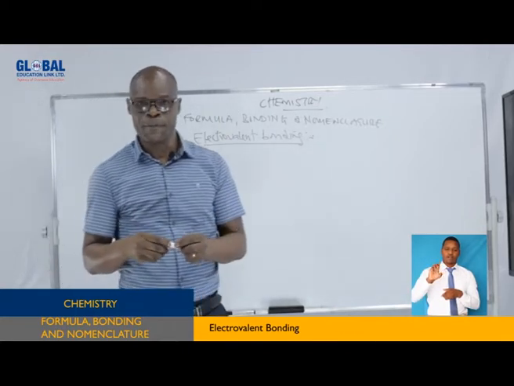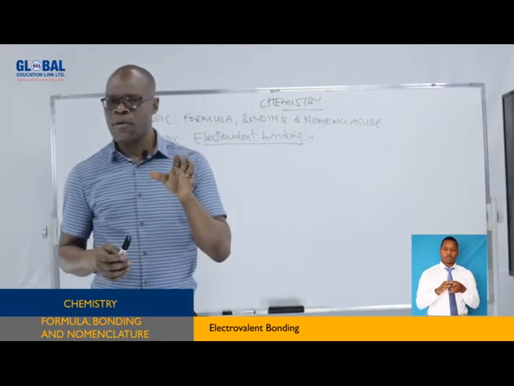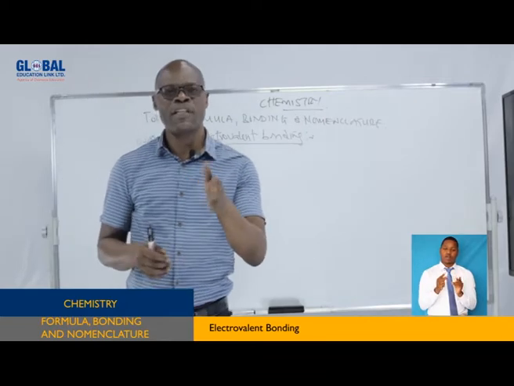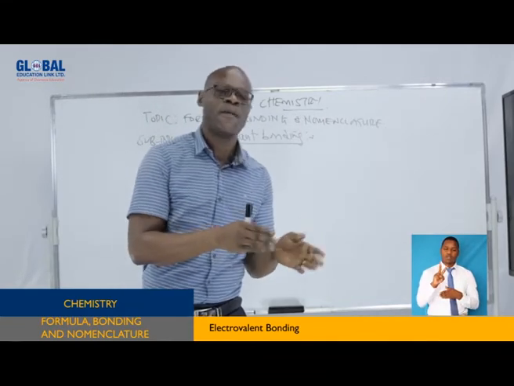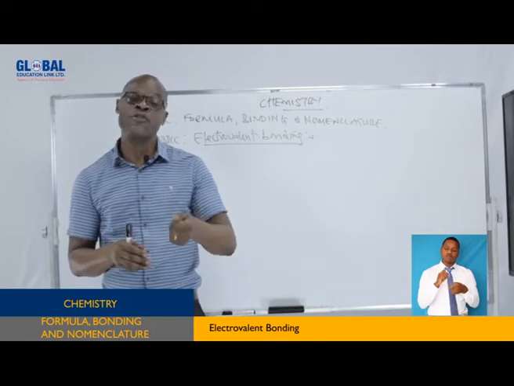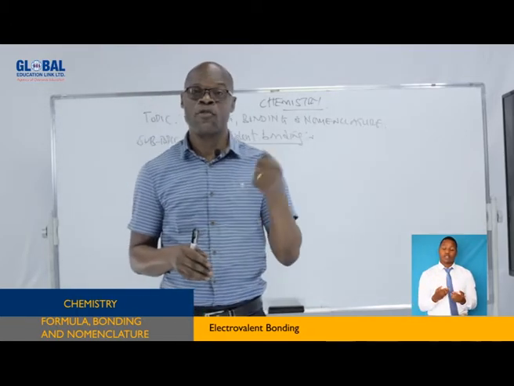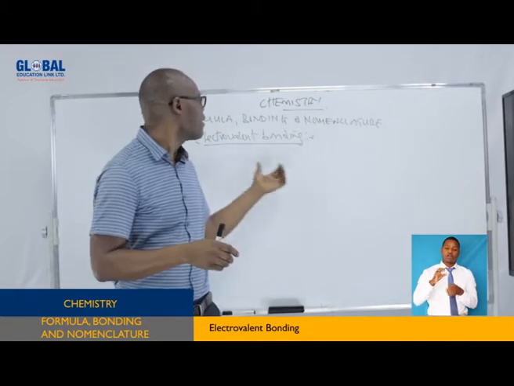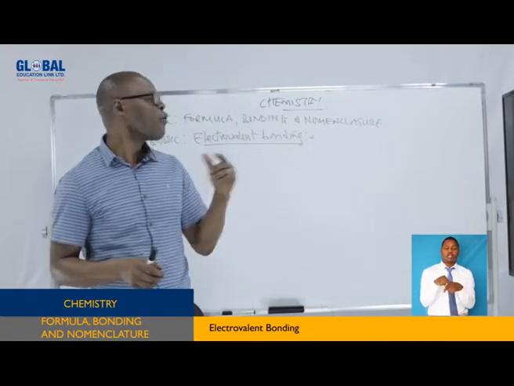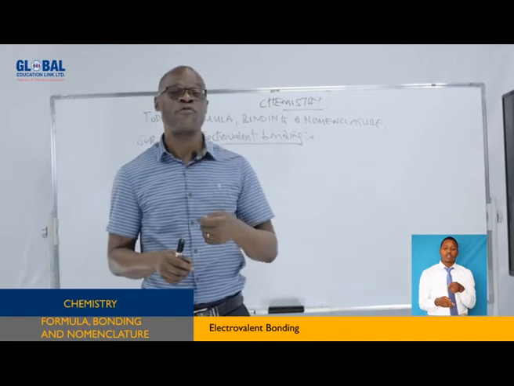Electrovalent bonding. Now students, if we said covalent bonding is the bond between nonmetals, and it's the bond which is formed as a result of sharing, so electrovalent bonding is simply the opposite of covalent. Now what does the opposite mean? Opposite means electrovalent bonding is the bond formed as a result of transfer.